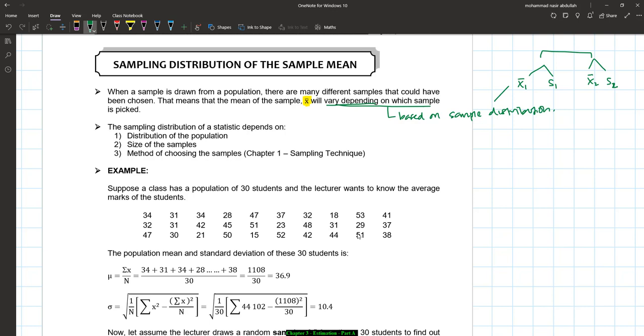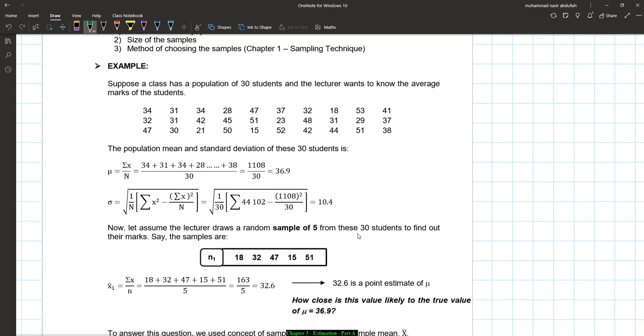So to generalize from the sample, we will use sampling distribution techniques, right? We will show that later. So now let's look at an example.